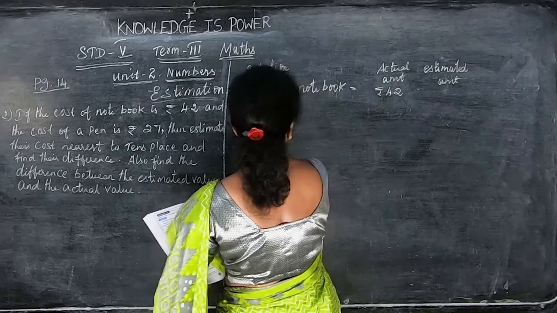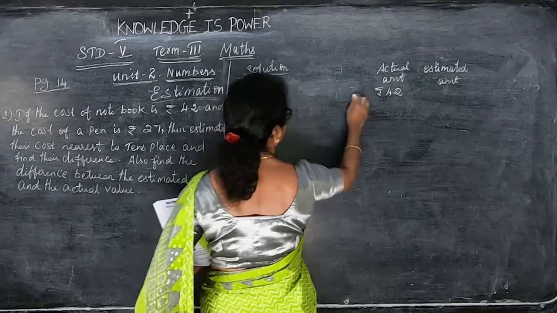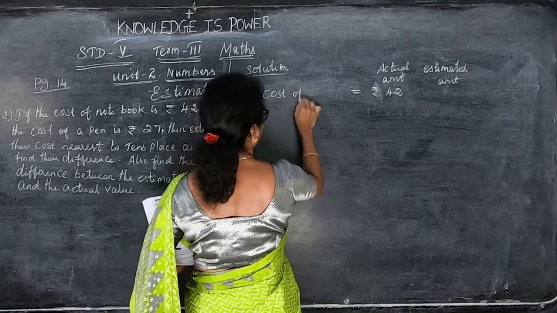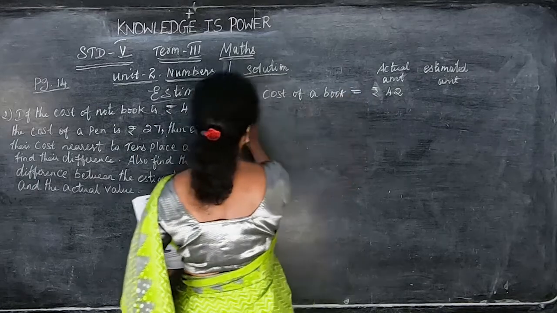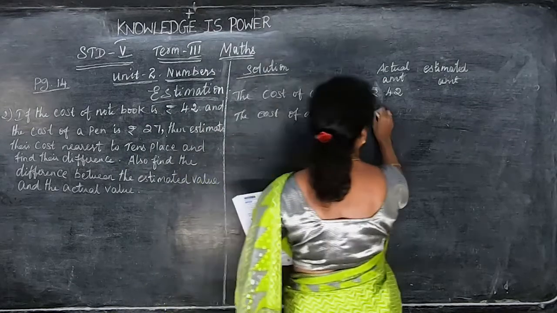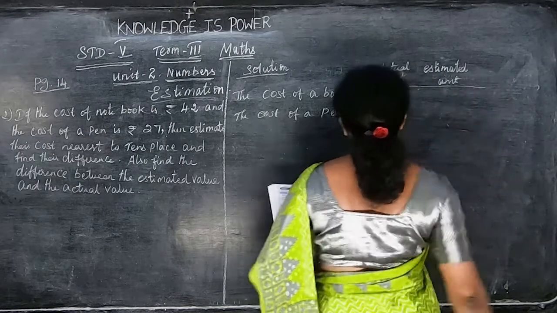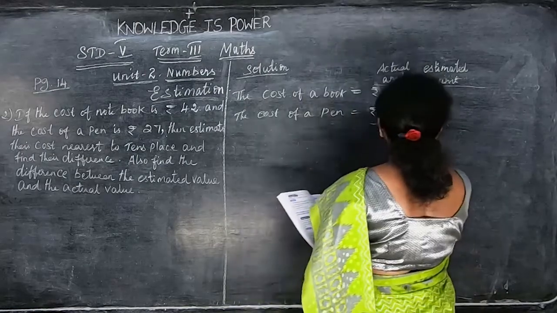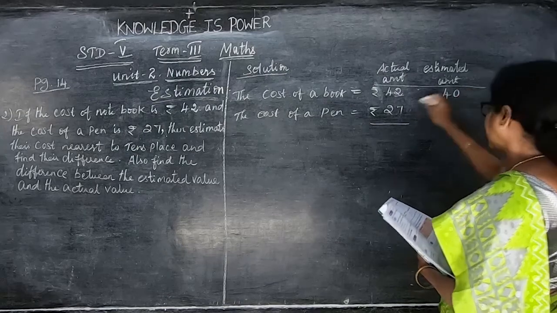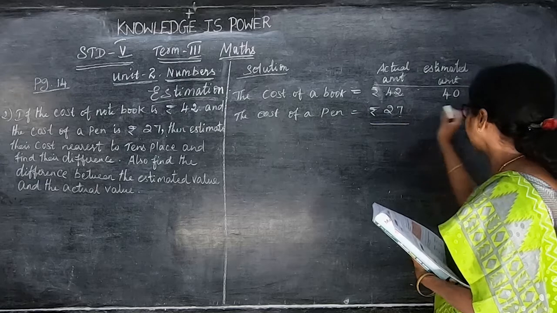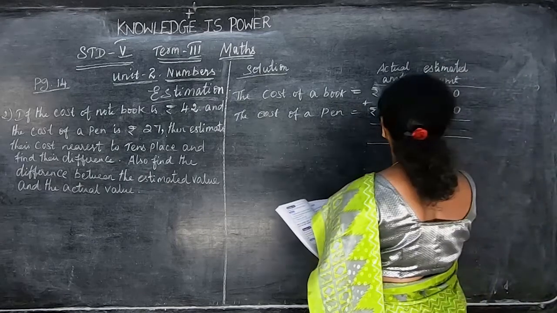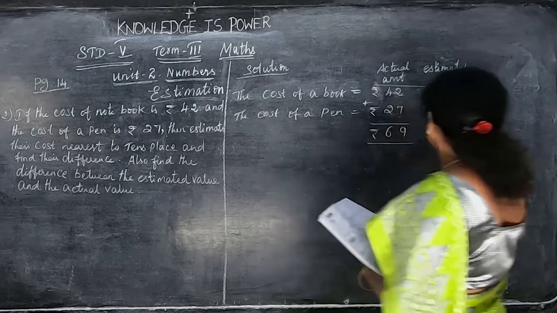And the cost of the pen. That is the cost of the pen, 27. And this estimated amount is 48, which is nearest to. So you can write 48 for the pen, and this is greater than 5, so you can write after 10, that is 30. So you have to add all this. What is the sum? So 7 and 2 is 9, and 4 and 2 is 6, this is 69.